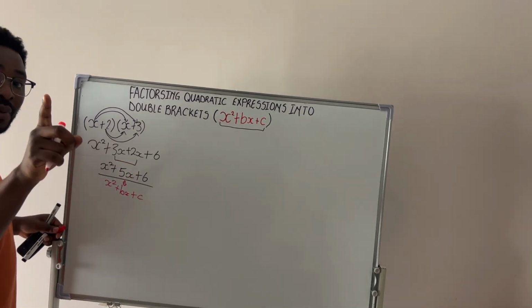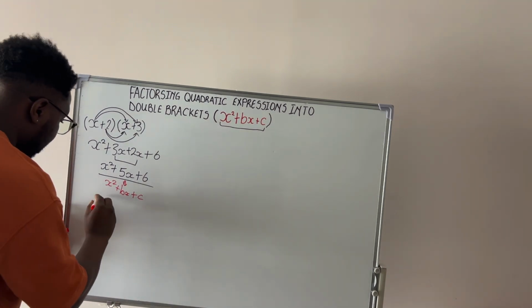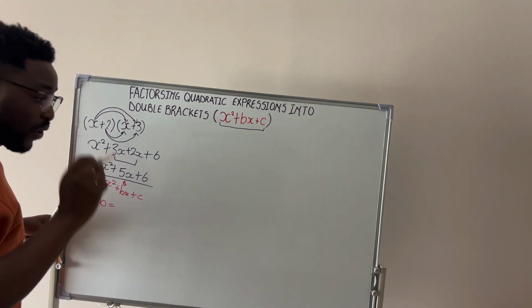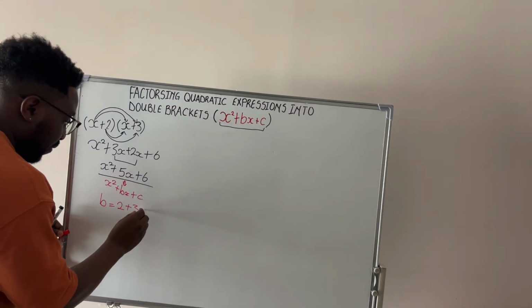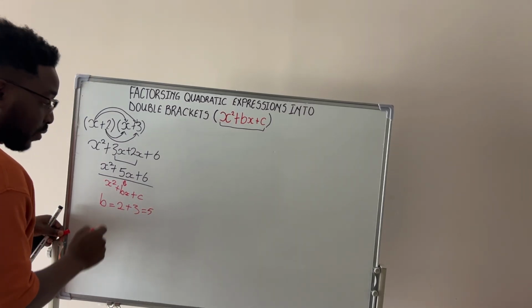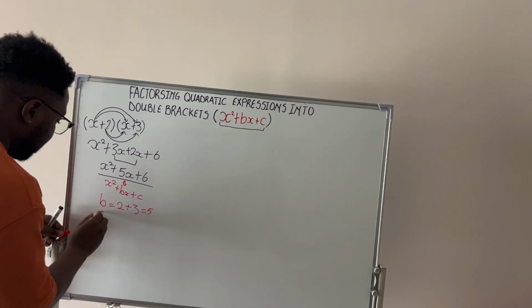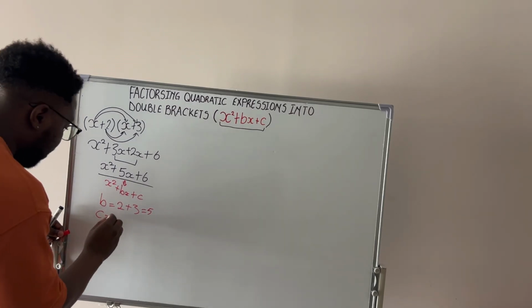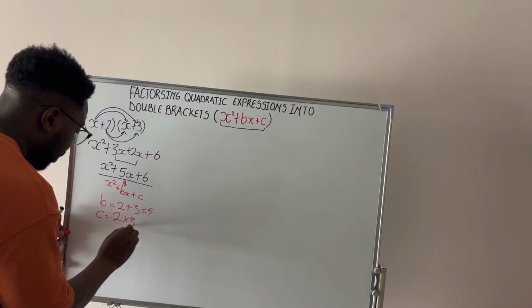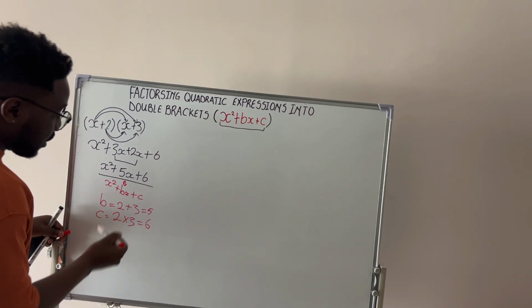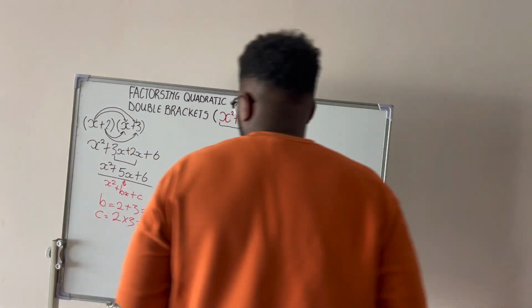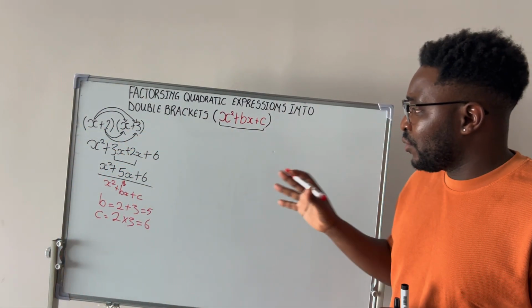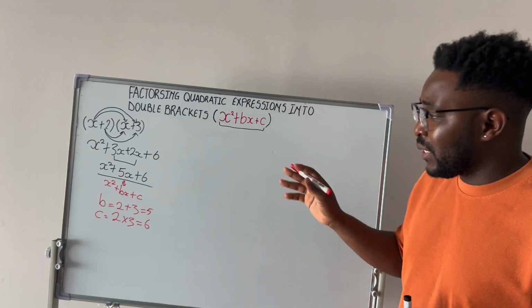Now don't forget that our b, we found by adding 2 plus 3, which gave us 5, our 5x over there. And our c, we got by multiplying 2 by 3, which gave us 6, which is our constant over there. That's good. So let's now shift it a little bit to another part.